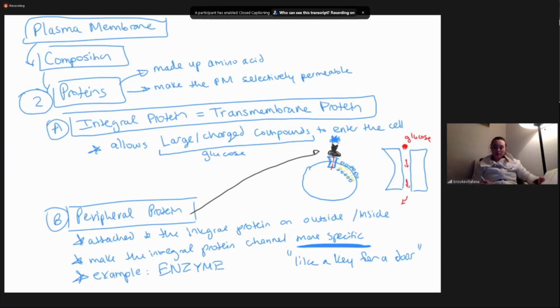So just to be clear on that, we could also have a peripheral protein on the inside so that potassium is not allowed to leave unless it fits into that little key. Is that making sense to everyone? Right, so things have to fit into that special little lock in order to leave in this case.